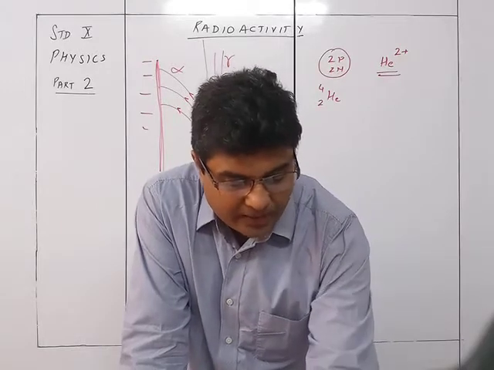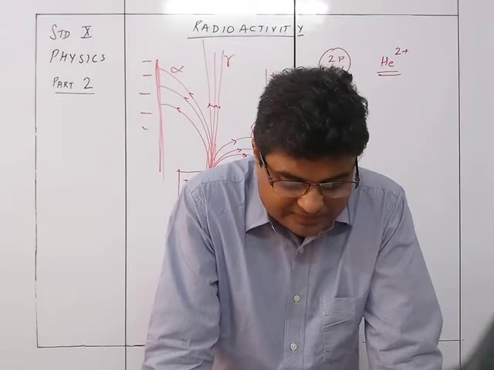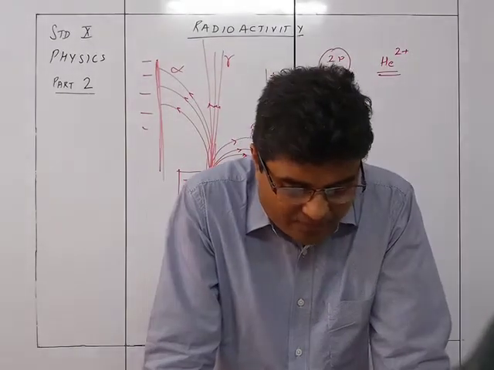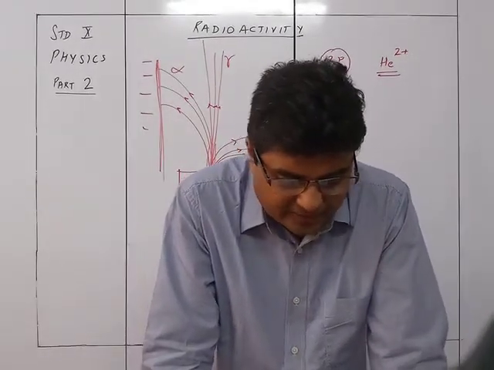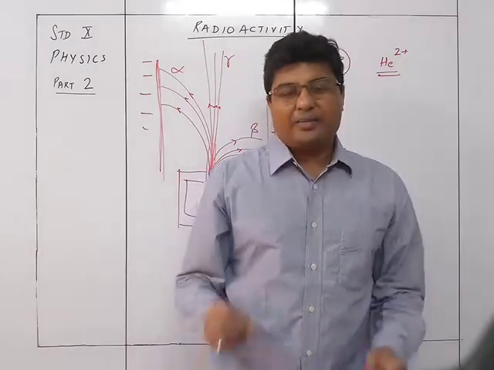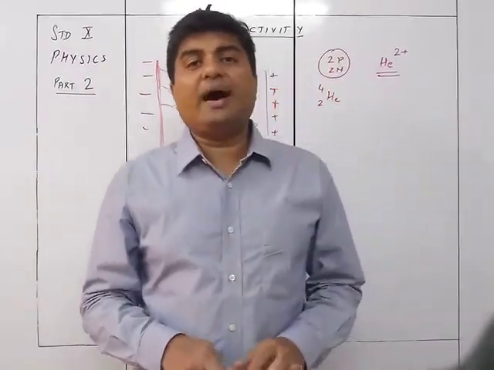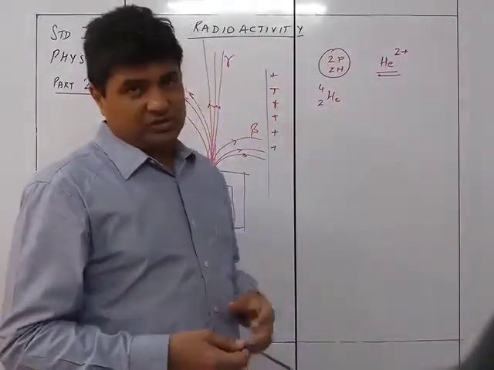Fourth point, an alpha particle strongly ionizes the gas through which it passes. The ionizing power of an alpha particle is roughly 100 times that of beta particles and roughly 10,000 times that of gamma radiation. So yeah, you can see that alpha particles have two positive charges.